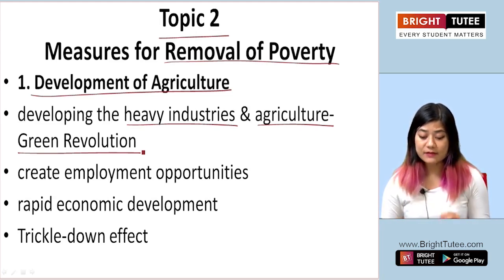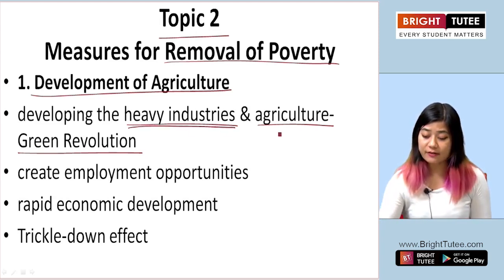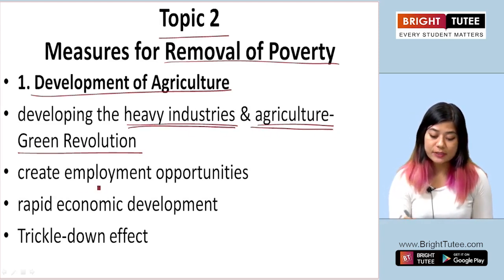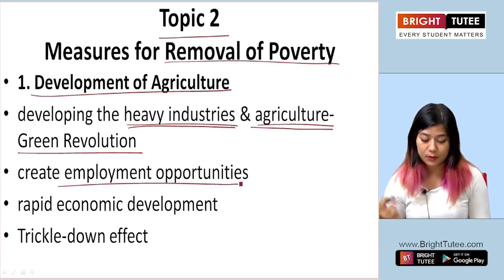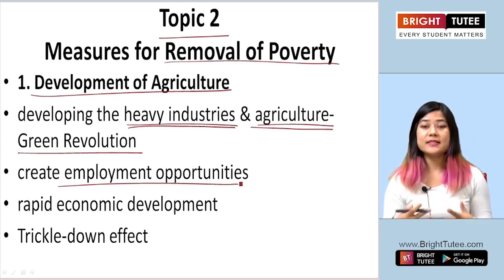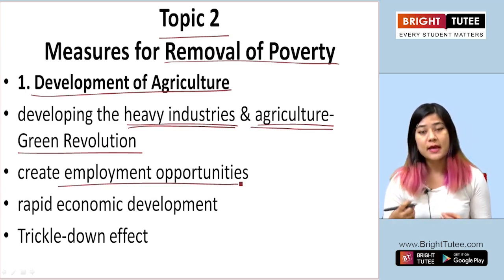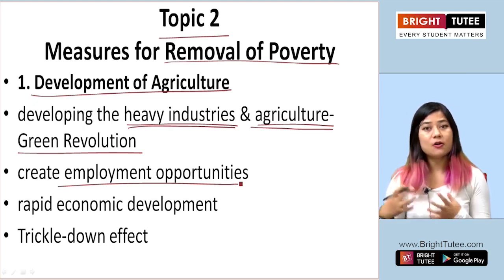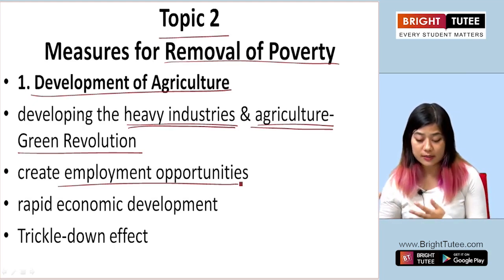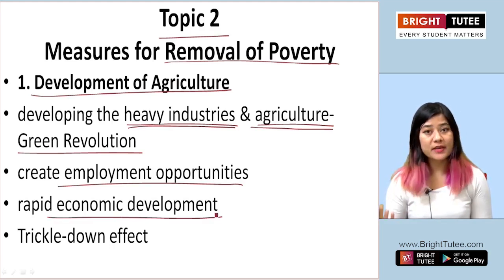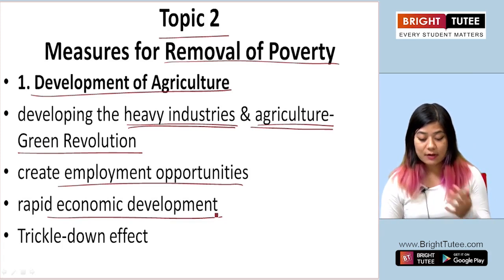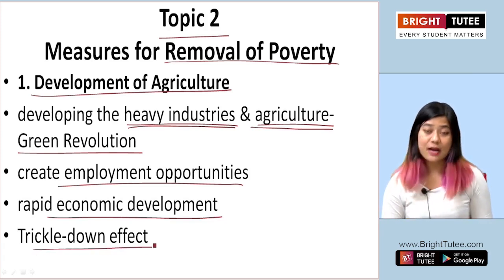Now, by developing heavy industries and agricultural sectors, we can create more employment opportunities for the people. Okay. Now, when people get employment opportunities, can apply for jobs, can get hired, and also start to earn their livings, then there will be rapid economic development. Right. Now, this is called trickle down effect.